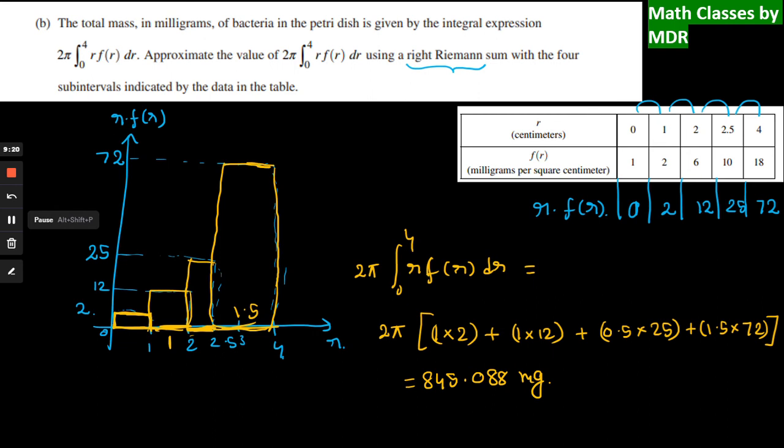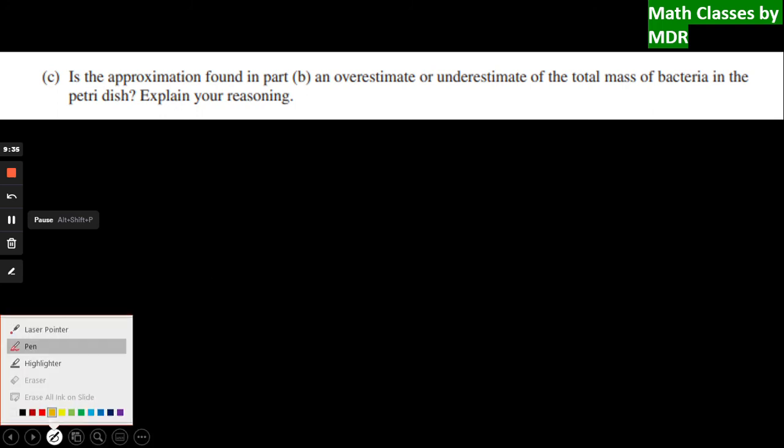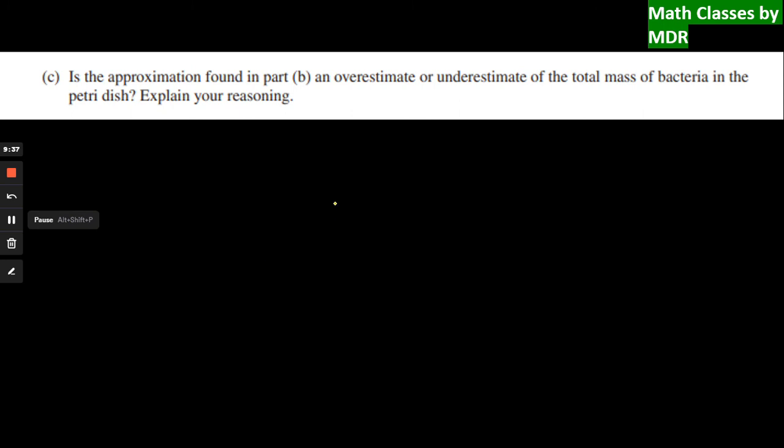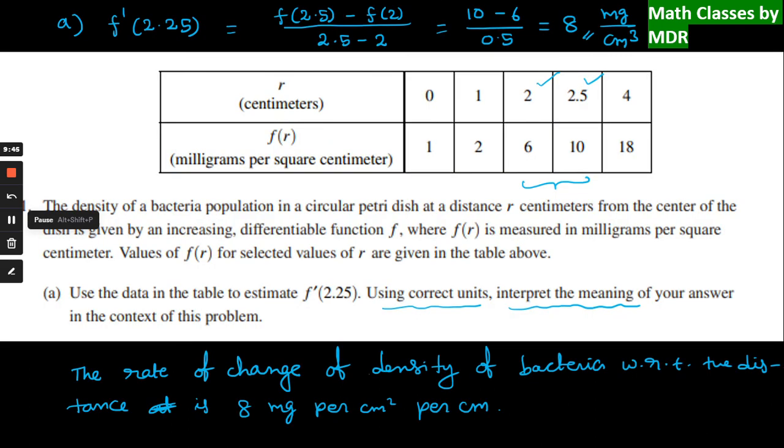Now let's go to the third part of the question, that is C. Is the approximation found in part B an overestimate or underestimate of the total mass of the bacteria in the petri dish? Explain your reasoning. So what could be this? Was it overestimate or underestimate? If you go to the problem, it is given that the density of the bacterial population in a circular petri dish is given by an increasing differentiable function, right?